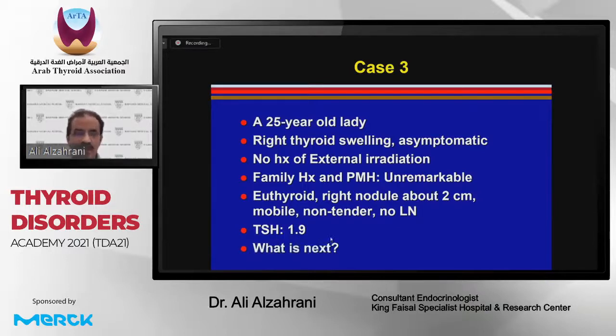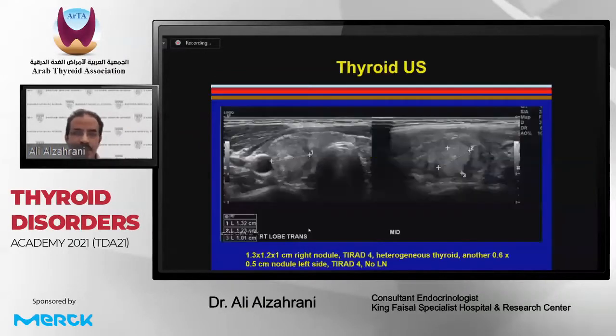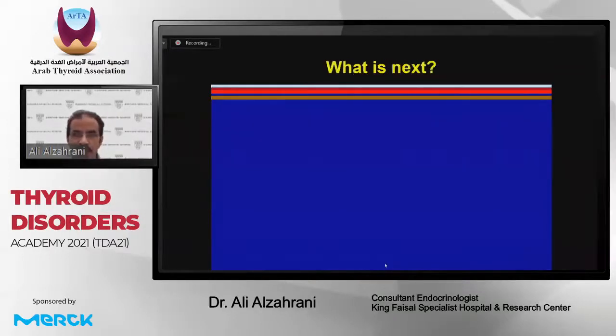So again, young, with a 2 centimeter right thyroid lobe nodule, and biochemically euthyroid. So what is next? I'm sure from the talk of Professor Rada that the next thing is to do FNA for this patient. This is her ultrasound, and you can see this nodule, 1.3 by 1.2 by 1 centimeter. It is heterogeneous, but more hyperechoic, with some calcification in the middle. The margins are not well demarcated, so it is thyroid 4. The rest of the thyroid is heterogeneous. She has another nodule, not shown in this view, only 0.6 centimeter in the left side. It was thyroid 4, with no pathological lymph nodes.